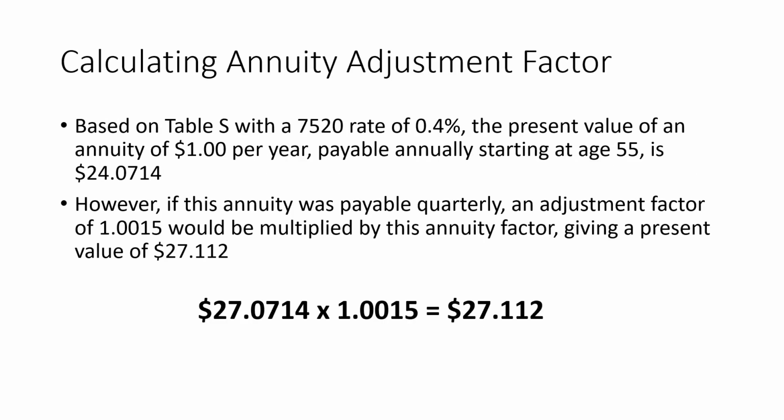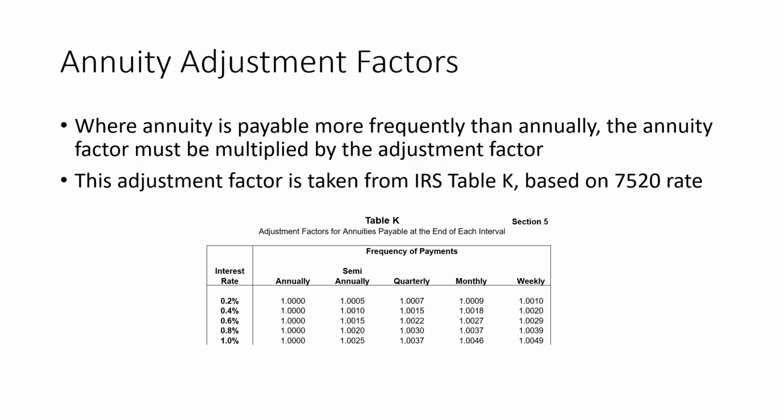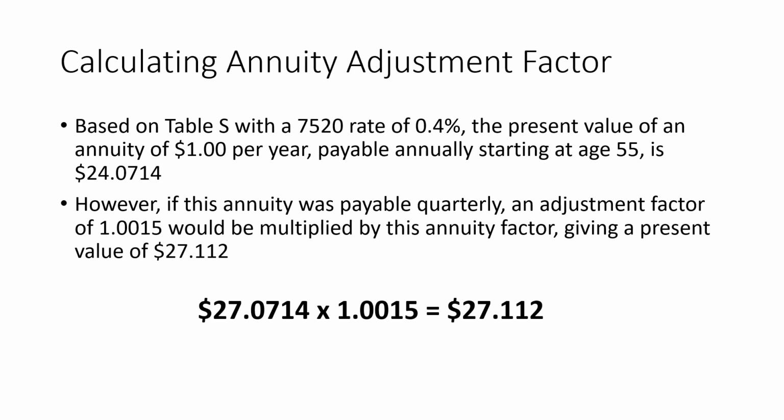But if that's payable quarterly, we have to multiply that $24 figure by the adjustment factor of 1.0015 we saw for the 0.4% interest rate under Table K. And in that case, that increases the present value of that annuity to $27.11. And the significance of this is that it ties into that present value calculation as we just saw. So essentially we'd multiply that 27.112 factor times whatever the annual annuity payment is to determine its present value.